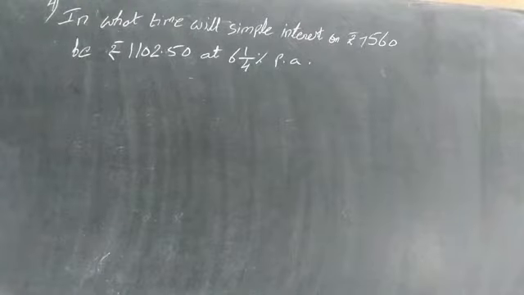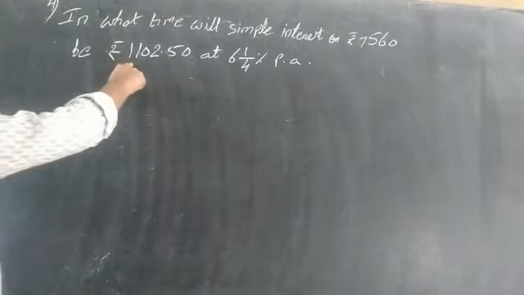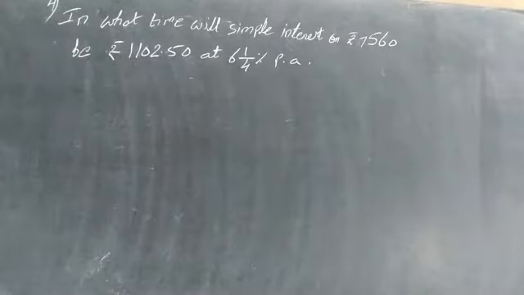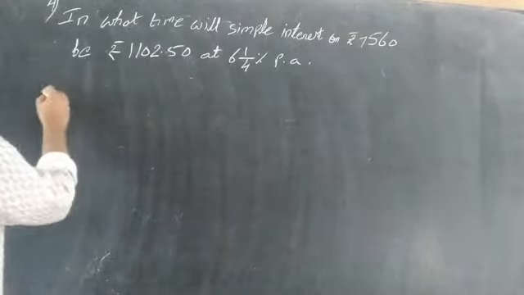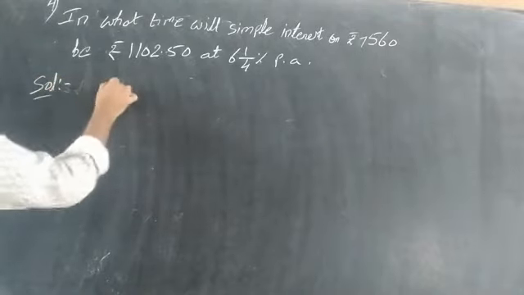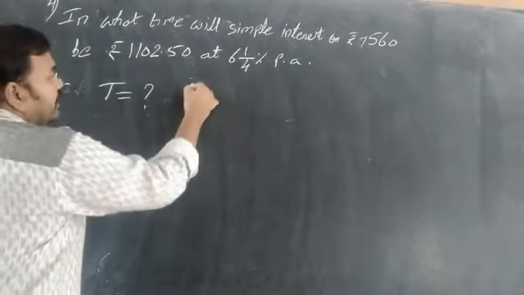In what time will the simple interest on rupees 7,650 be 1,102.50 at 6.4% per annum? So here, what we have to find is the time. Time is equal to question mark.